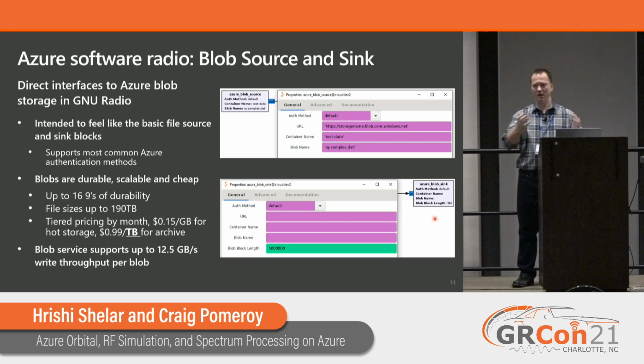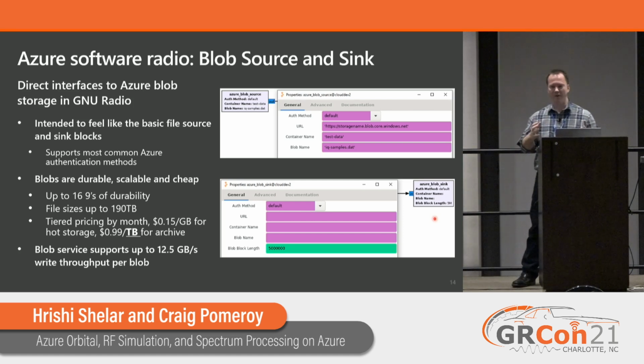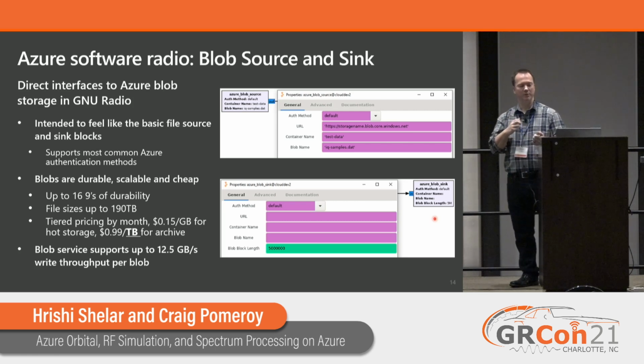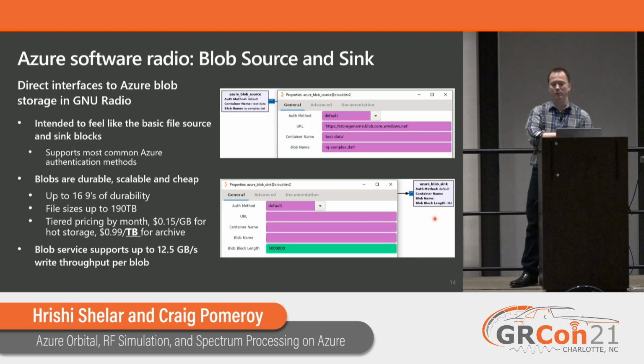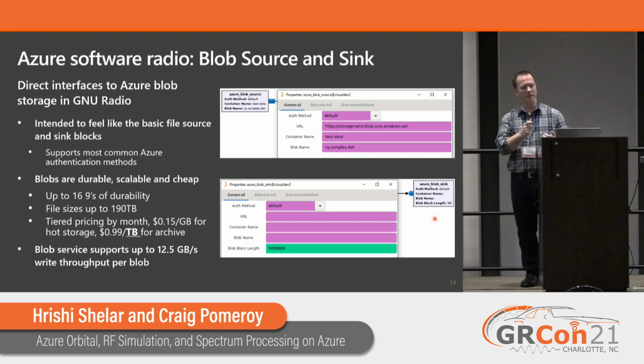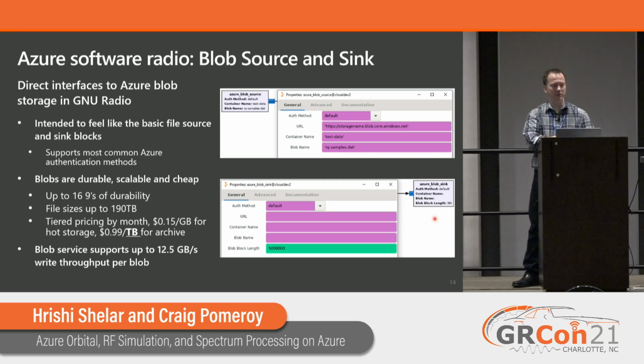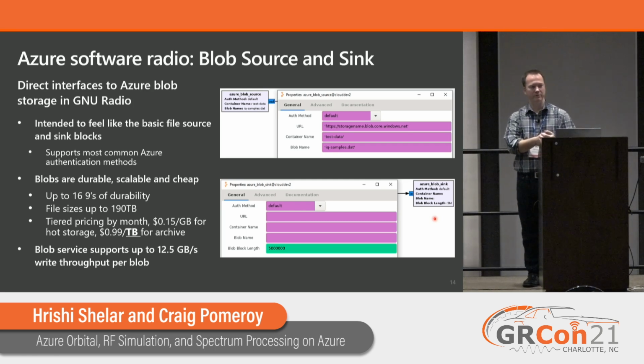So I've been talking about blobs a lot, and I didn't really define them ahead of time. If you're not familiar with them, basically they're binary large object storage that are durable, scalable, and cheap. If you turn on things like geo-replication, you get something like 16 nines of durability. They're scalable in terms of you can write out to 190 terabytes per single file, and then if you need more, you just change the file name and keep on going.